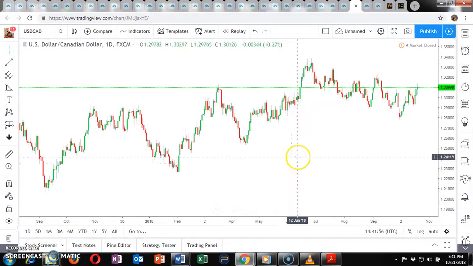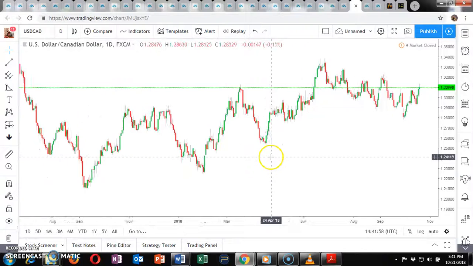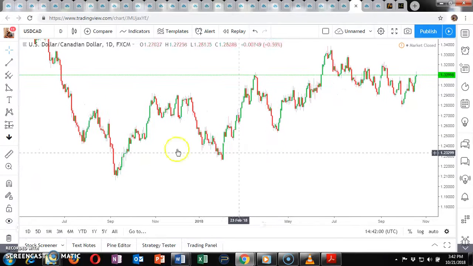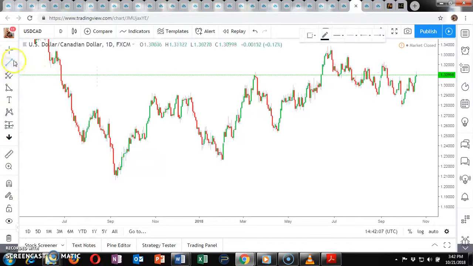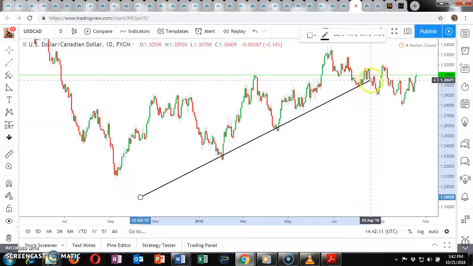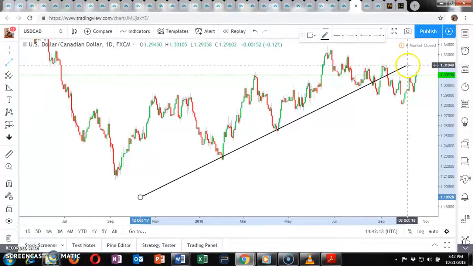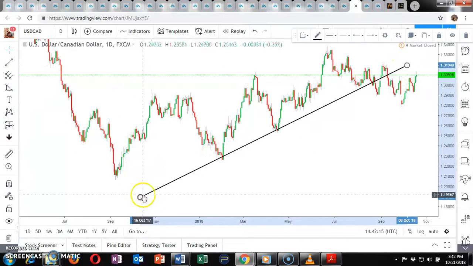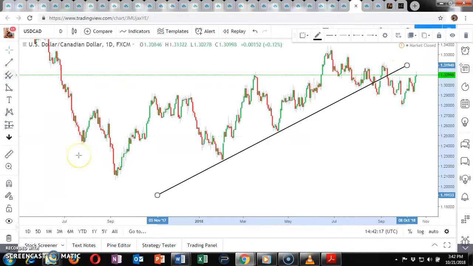So first of all, I'm just going to take a trend line and draw a trend. Then I'll define what a trend is. So this here is my trend line. I'm just going to go from here to here. And I'll also do this.